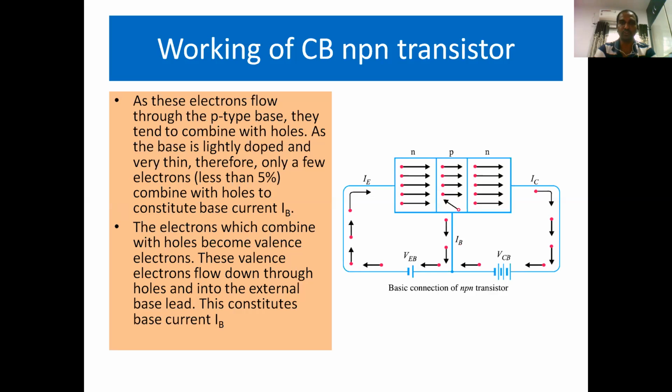As the electrons flow through the p-type base, they tend to combine with holes. The base is lightly doped and very thin. Therefore, very few electrons are recombined with holes and they constitute a base current IB. The electrons which combine with holes become valence electrons. These valence electrons flow down through the holes and into the external base lead. This constitutes the base current IB.